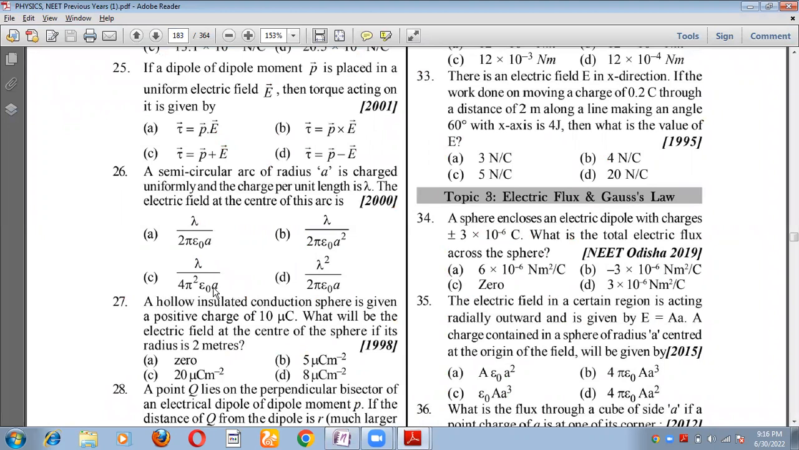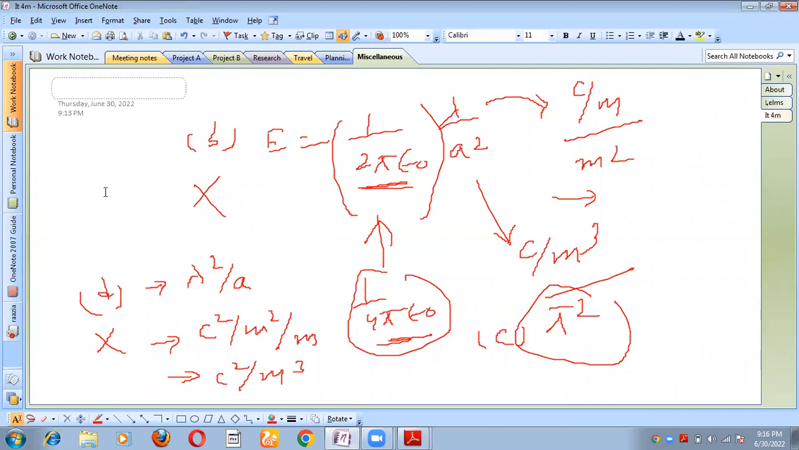If you see options A, B, C and D, all are having the linear term, pi epsilon naught. No one is having pi square, and we never get pi square in the expression of electric field. So C is also not possible. Has everyone got the point? Yes, sir. So what is the possibility of the answer? Without solving, we can say that the option is A.